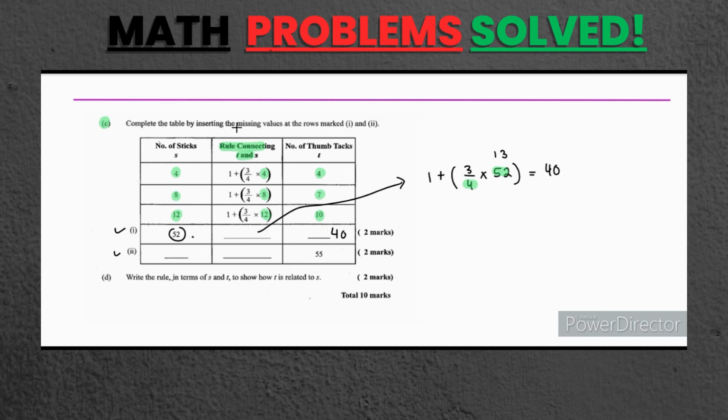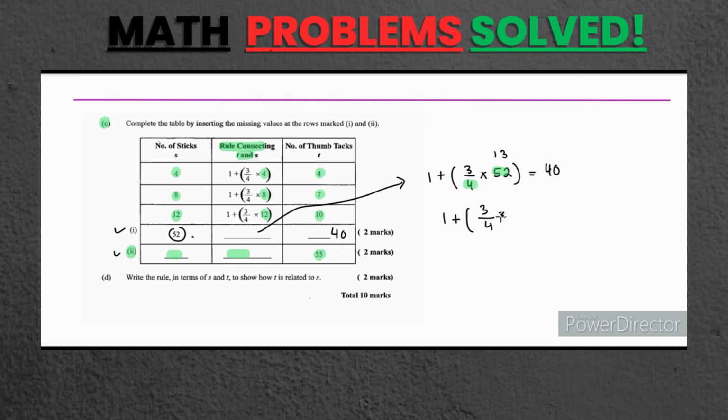Then we had to come to the next row. Here you can see S is unknown, but the value of T is given to us. So what did we have to use? We had to use the same rule here. What's the rule? 1 plus 3 over 4 times S.